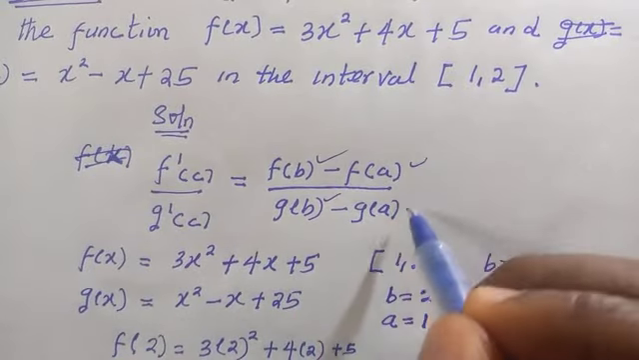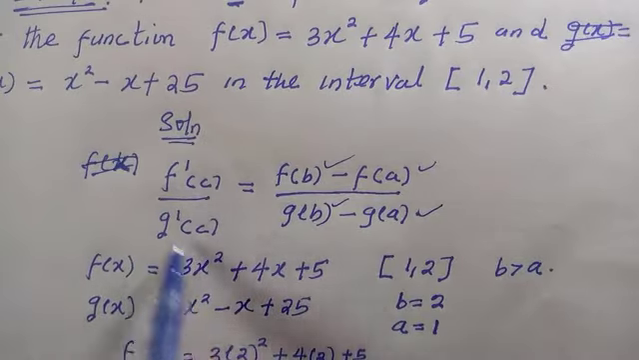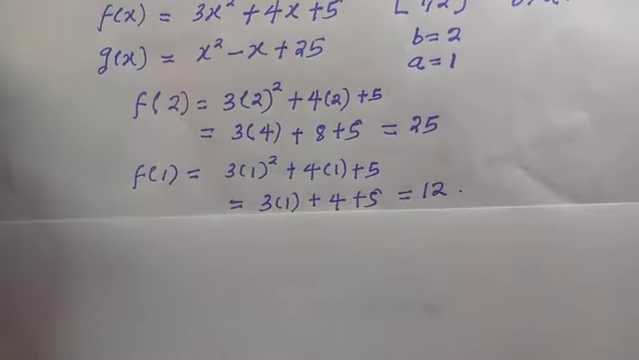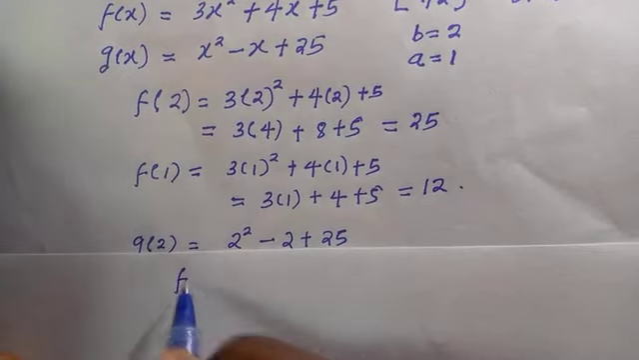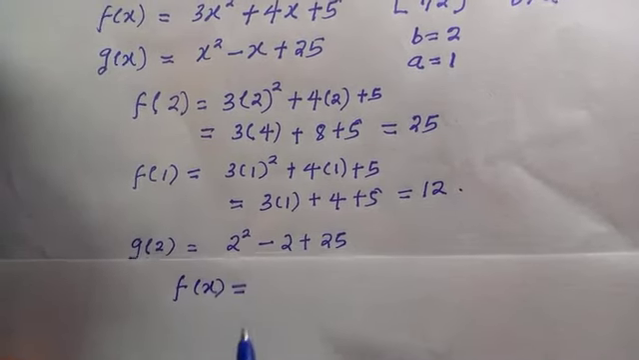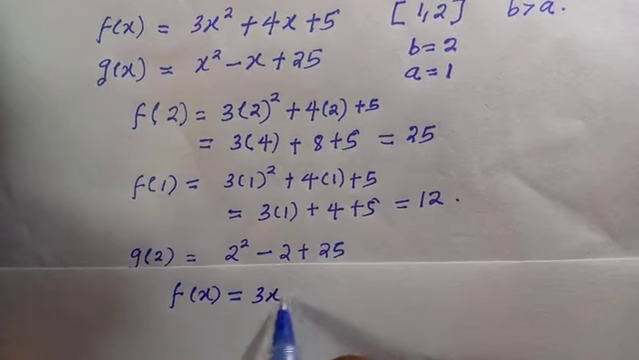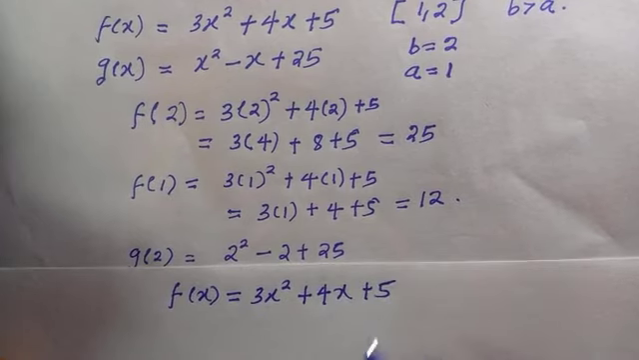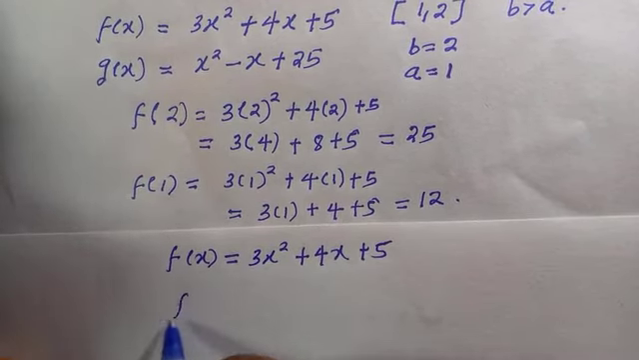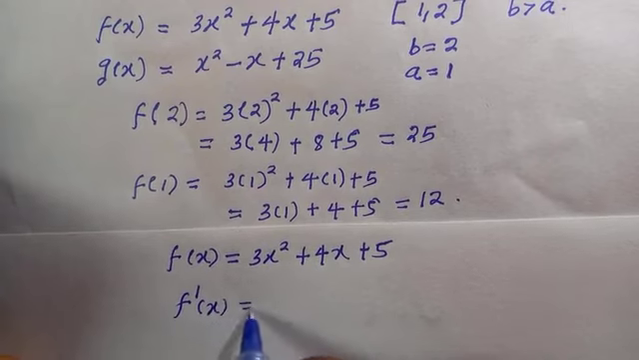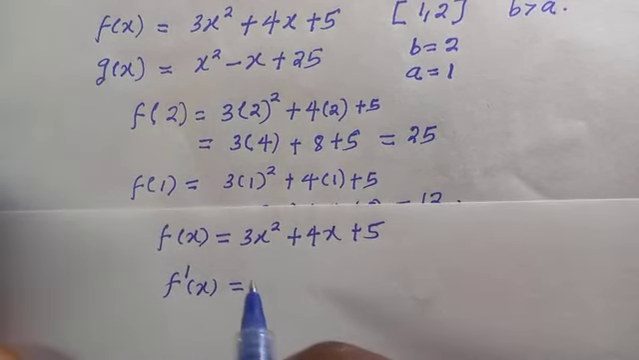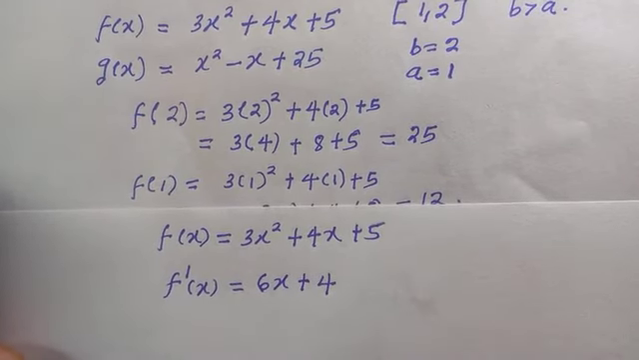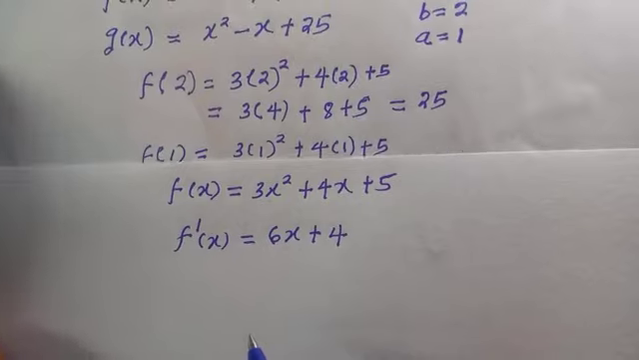Okay, so we only need f prime of c and g prime of c. But before we can get these two, we need to apply differentiation, because prime means derivative. Let's start. We have f of x equals 3x squared plus 4x plus 5. If we differentiate this, f prime of x is going to be, if we differentiate 3x squared, we get 6x, plus, if we differentiate 4x, we get 4. Differentiating 5, we get 0.